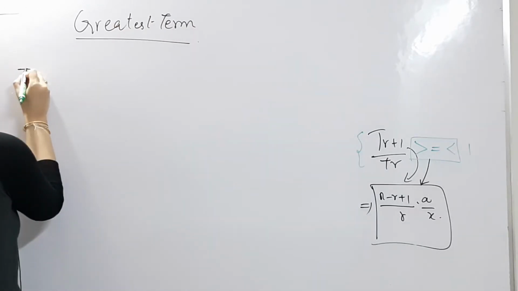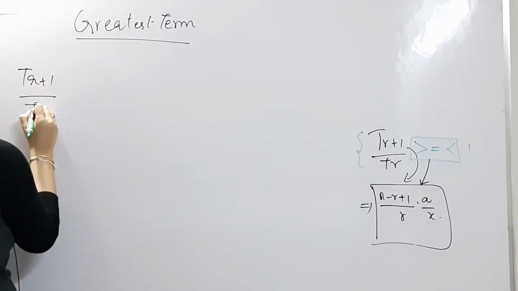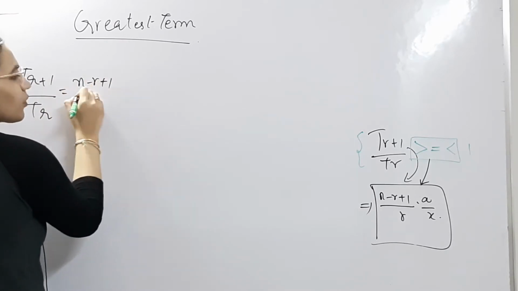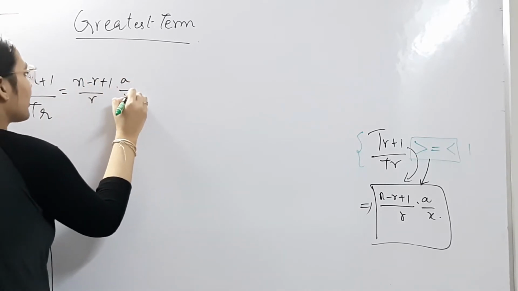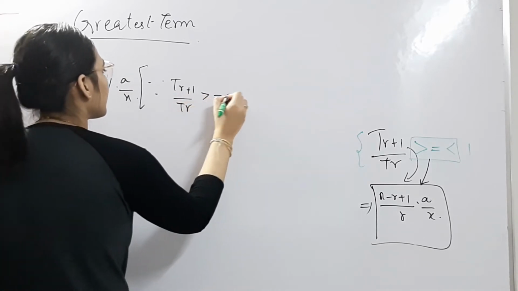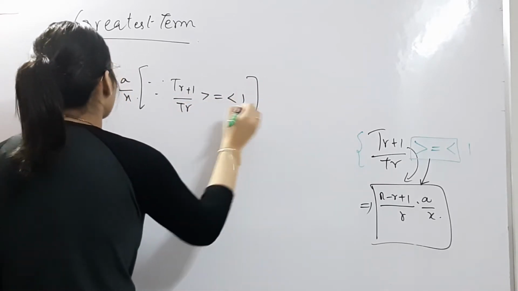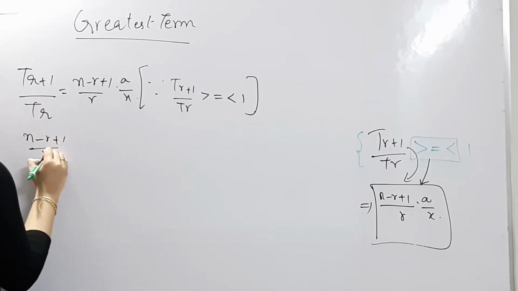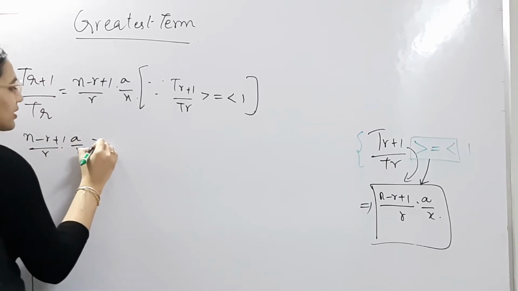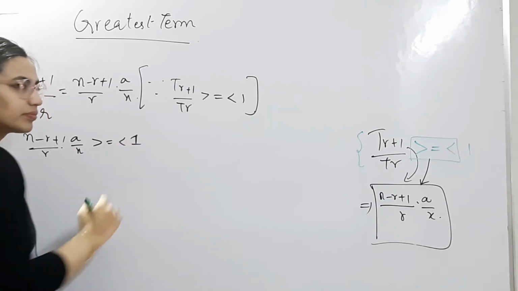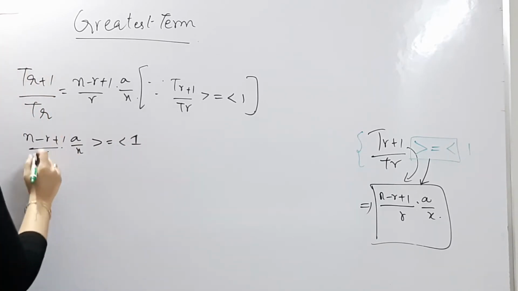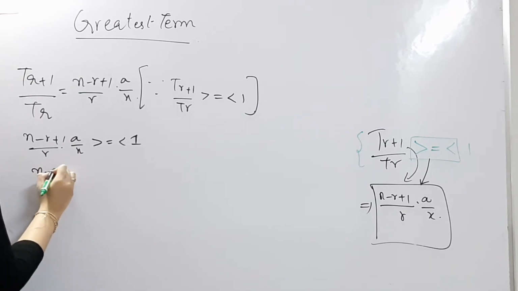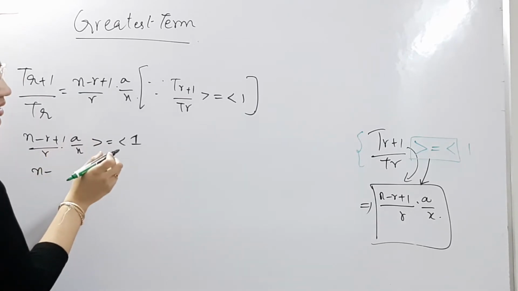We know for a fact that T(r+1)/T(r) = ((n-r+1)/r)(a/x), and T(r+1)/T(r) can be greater than, less than, or equal to 1. So how do you do this? We say ((n+1)/r)(a/x) is greater than, equal to, or less than 1. Now take r on one side and the remaining on the other side. What do we get? We get n minus r plus 1, isn't it?